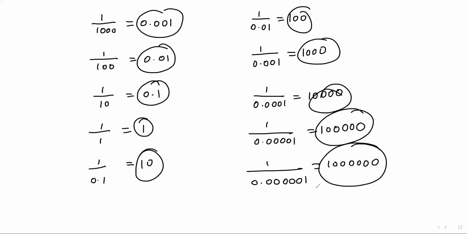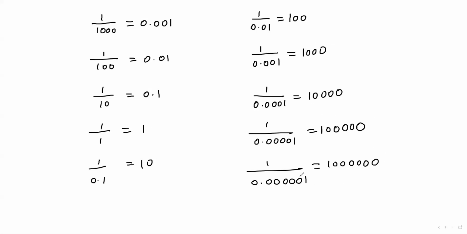Let's consider the last fraction, where I divide 1 by 0.000001. The divisor here is a very small value, very close to 0. So when I divide 1 by a number which is close to 0, the value of the fraction becomes a very large value, that is 1 million. So whenever I divide a number by a very small value close to 0, what will happen to the value of the fraction? It will be a very large value.